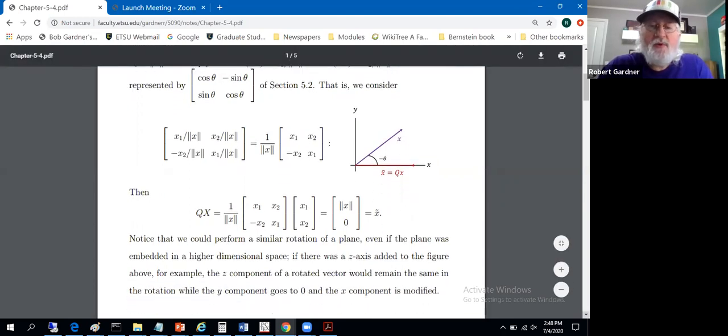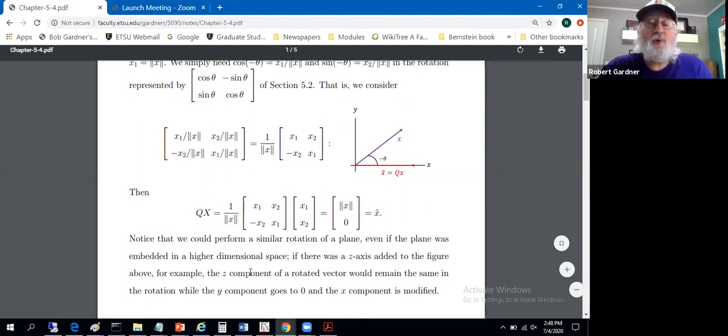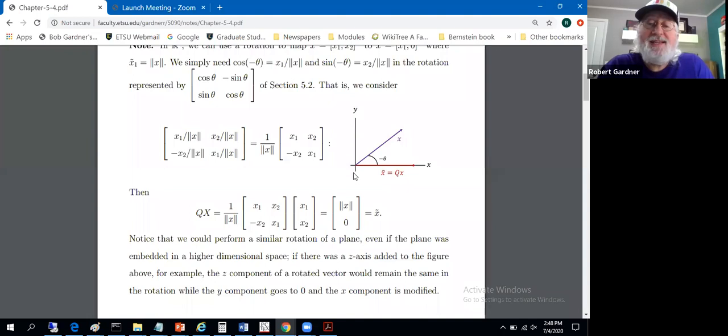Okay, and what we do in the following, it's not going to be entirely clear that we're talking about rotations, but I want to think of it analogous to what's been done here. We could do a similar type of rotation of a plane, even if the plane is embedded in a higher dimensional space. For example, imagine a z-axis coming out of this coordinate system, out of the computer screen towards you.